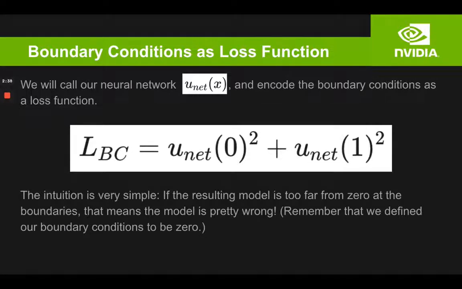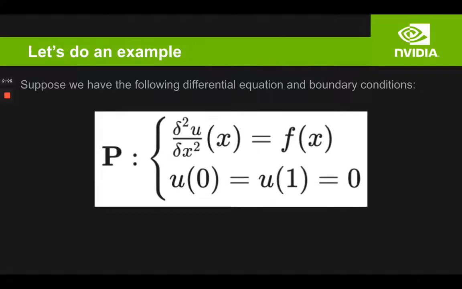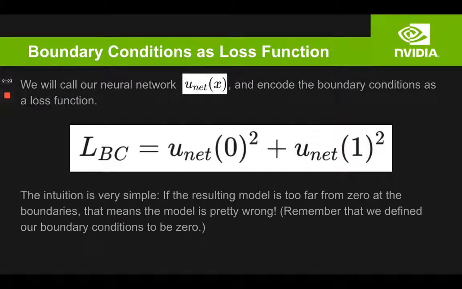The intuition is very simple. If we are too far from 0 at the boundaries, that means the model is wrong. That's a loss. That's why we call it a loss function. We define the boundary conditions to be 0, therefore, if we're away from 0, that's bad, that's a loss. Whether that's at any of the boundaries, as you can see here.